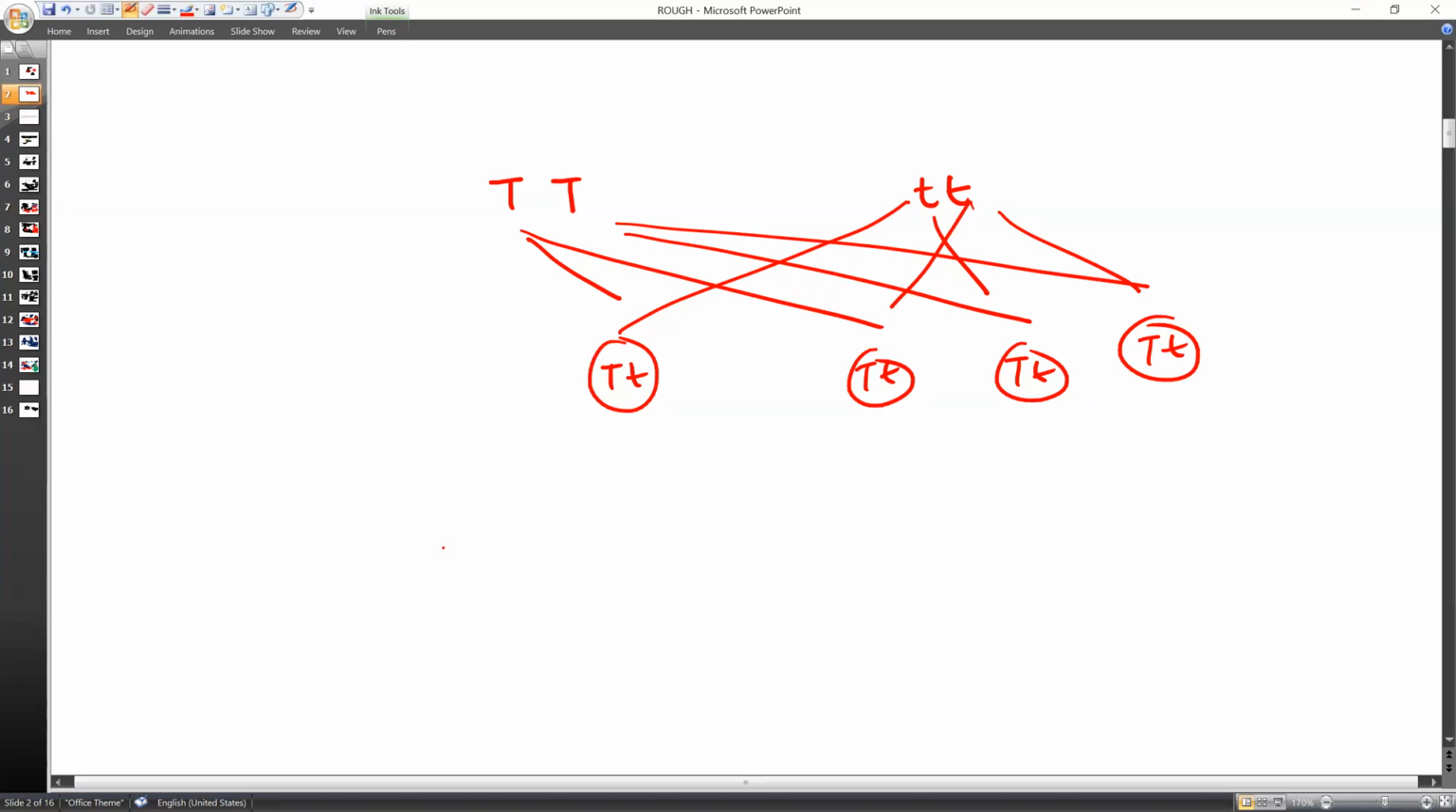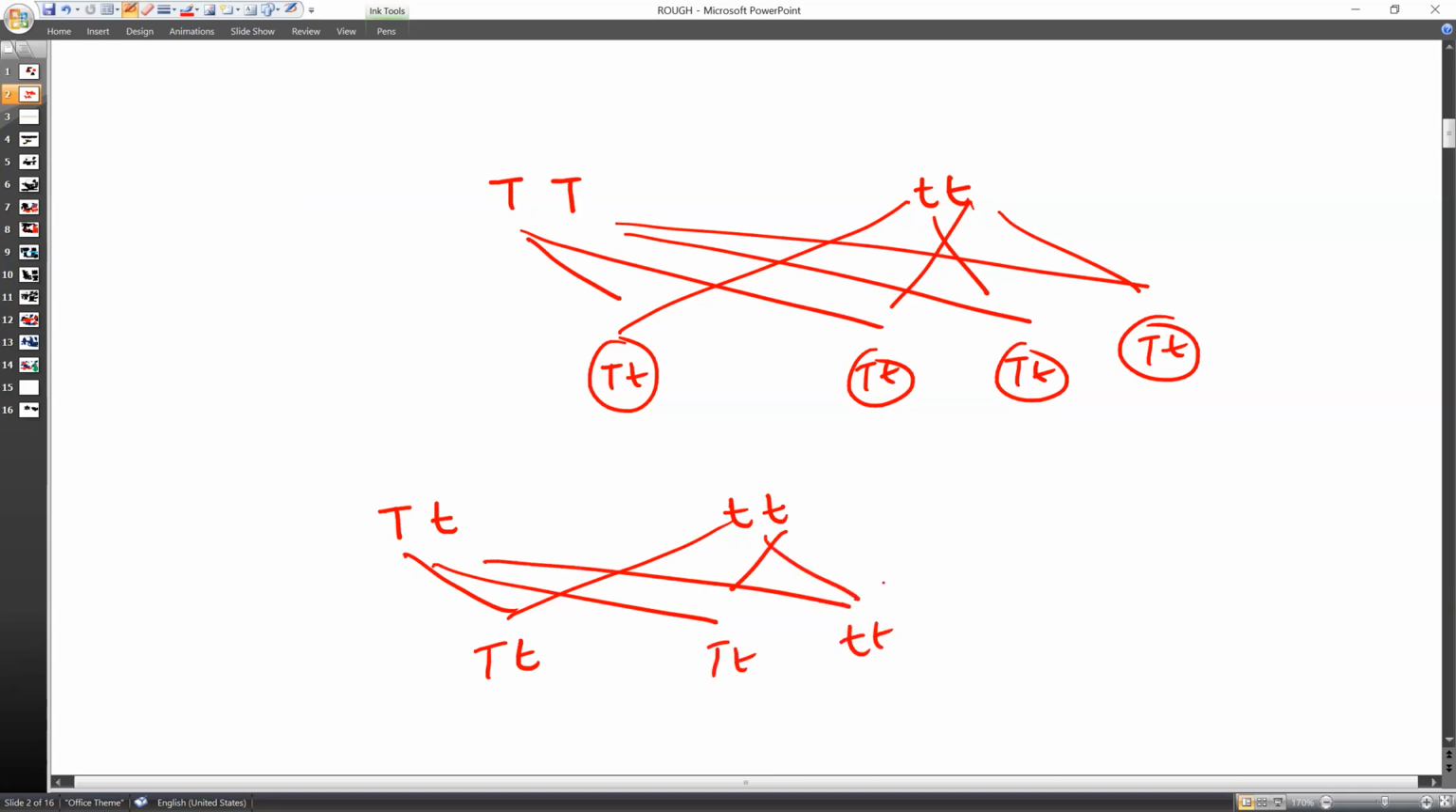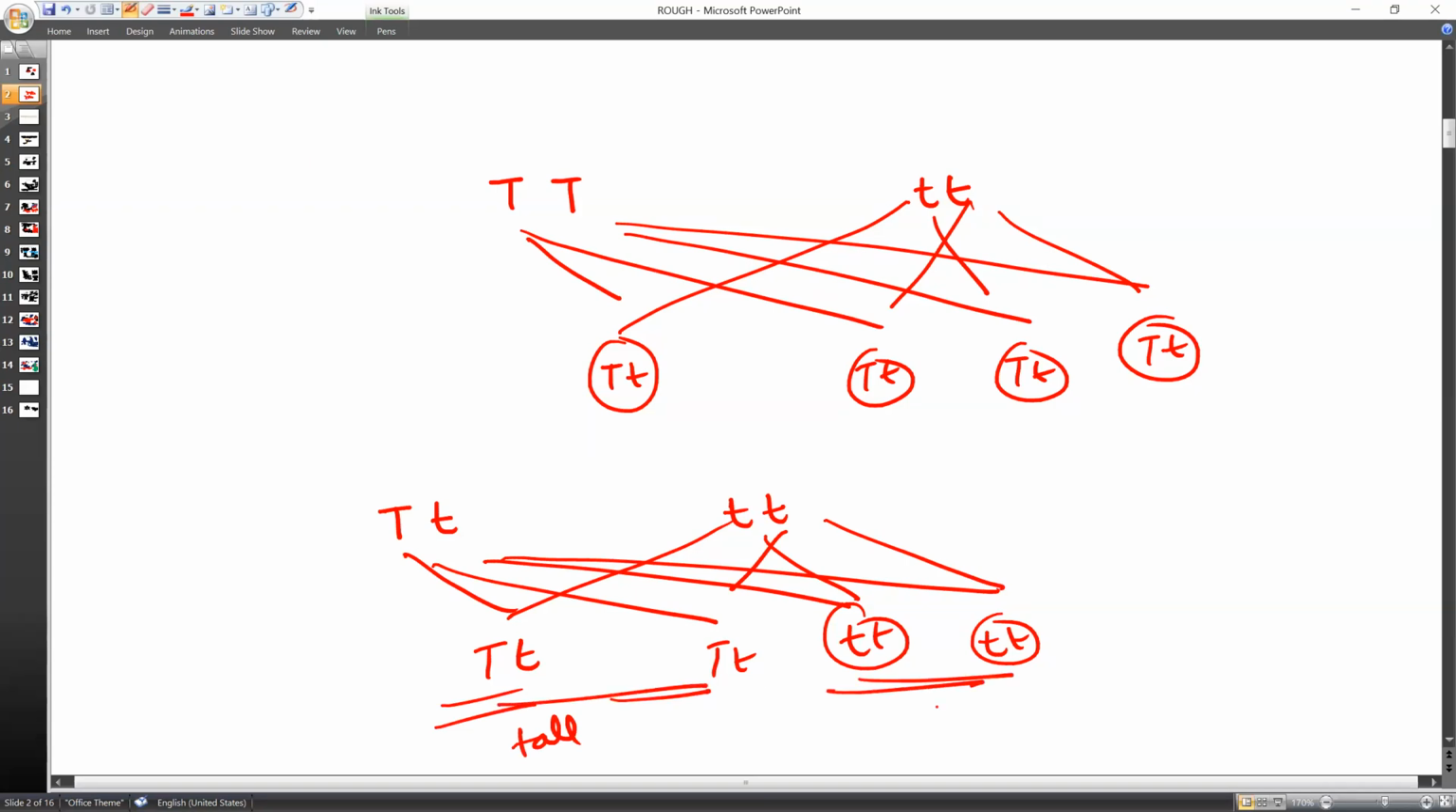But in case Mendel has capital T, small t, heterozygous tall, and small t, small t, then he will have capital T, small t, and here small t, small t. So here they will give 50% chance of tall. The two plants are tall and two plants are dwarf. So in that case, we will see that there is 50% chance for the tall plant and 50% chance for the dwarf plant. Okay, got it?